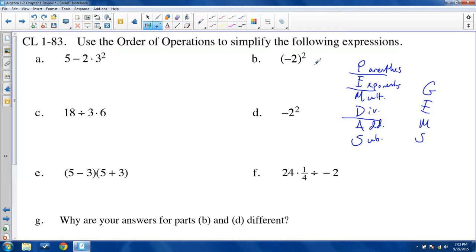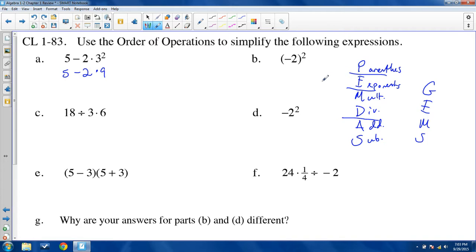order of operations. First, I'm going to check on parentheses. There are none. Exponents are next. This 2 is an exponent. This says 3 squared, which means instead of doing 2 times 3 first, I'm going to do 3 squared first, and 3 squared is 9. So I'm going to rewrite this entire thing, but instead of 3 squared, I'm going to write 9.